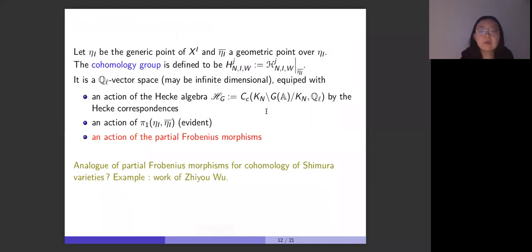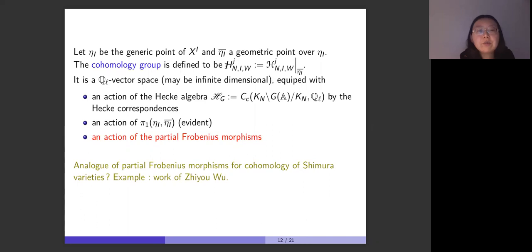So now let's say what we have on the cohomology. We can also consider the generic geometric fiber of the cohomology. So we note eta I the generic point of the I-th copy of the curve, and eta I bar a geometric point over eta I. And usually what we call the cohomology group of stacks of shtukas is the geometric generic fiber of the cohomology sheaf. And so the cohomology group is a Q_l vector space. It may have infinite dimension, as the space of automorphic forms may have infinite dimension.